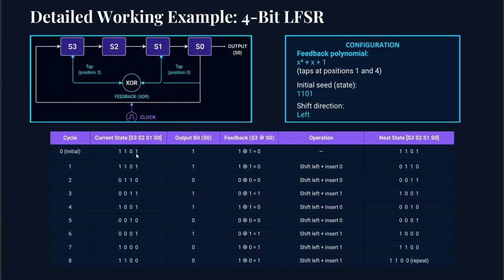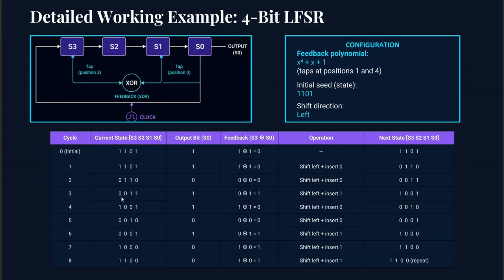Initially the register state is 1101. The output bit is the rightmost bit S0, which is 1. Now calculate the feedback using S3 XOR S0. 1 XOR 1 equals 0. After shifting left and inserting 0, the next state becomes 0110. Now move to the next cycle. The current state is 0110. Output bit 0. Feedback 0 XOR 0 equals 0. Inserting 0 after shifting, the next state becomes 0011.